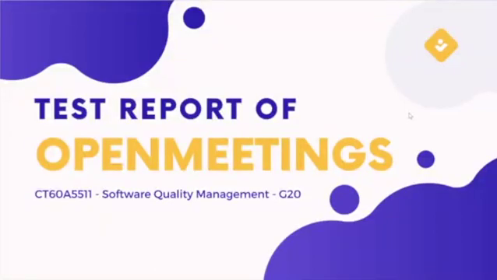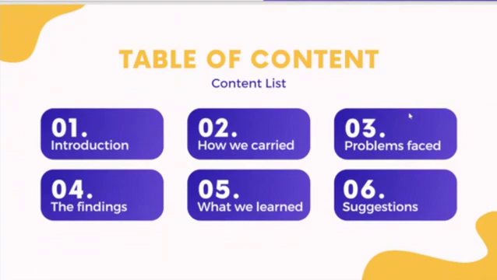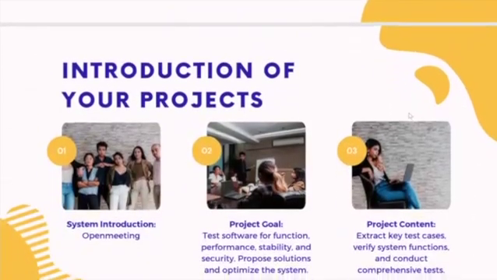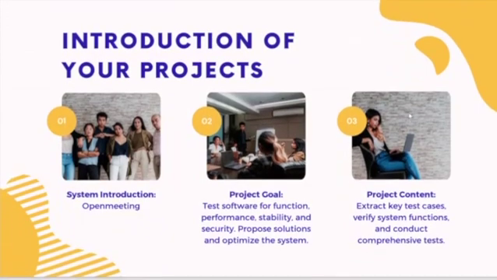This is the presentation of Group 20, Test Report of Open Meetings. We have 6 parts. The first part is introduction, and the second part is how we carried the testing, and the third part is the problems we faced, and then is the findings and what we learned, and the last one is suggestions.